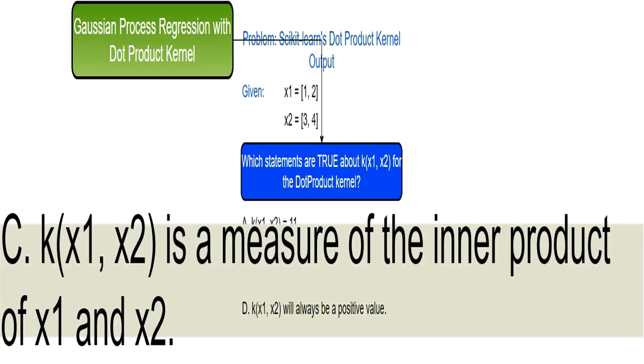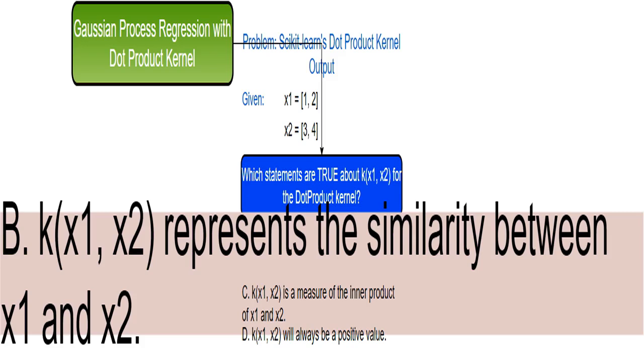The dot product kernel, as its name suggests, directly calculates the inner product, the dot product. Therefore, statement C is definitely true. A larger dot product means the vectors point in a more similar direction, indicating higher similarity. Therefore, statement B is true.